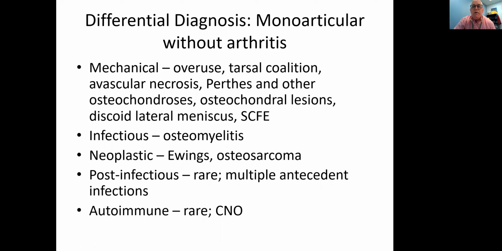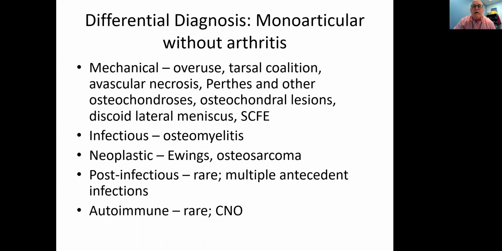Compared to arthritis, tarsal coalition tends to have sort of a hard endpoint. In arthritis, you feel the resistance gradually from pain, but in tarsal coalition, it's more of a hard endpoint where you feel like the bone is preventing you from inverting the foot. X-ray can be suggestive, but diagnosis is made by CT or MRI, typically.